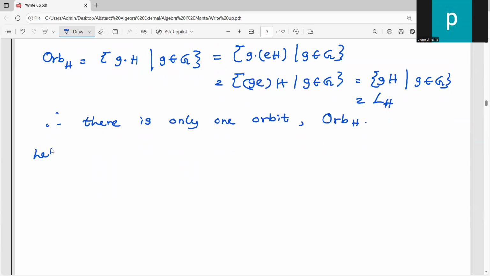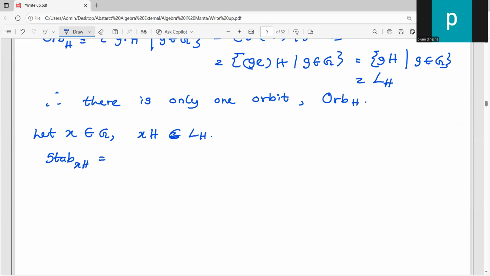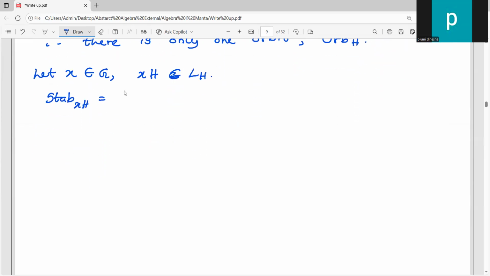Right. Now let's take any element x from G and find the stabilizer of xH. When you take an element x from G, we have xH, the left coset of H by the element x, to be an element in this set LH, right? Now let's find the stabilizer of xH. This is equal to, by definition, every element g in G that fixes this element by this group action, g dot xH equals xH.